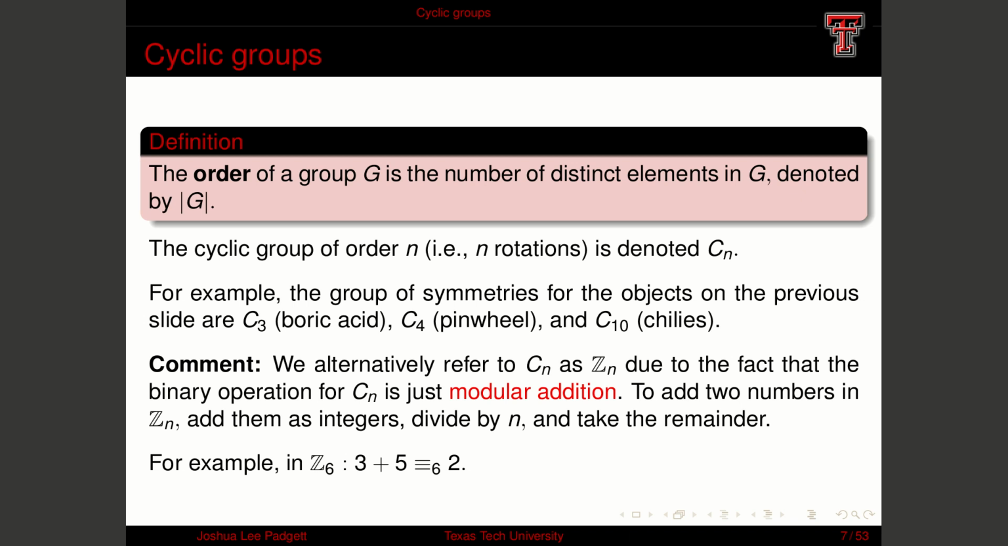Now alternatively, we often call Cn Z sub n. All right. And this is due to the fact that these rotations behave exactly the same way as modular addition did way back in chapter 1 last semester. So basically the idea is what you can think of as Z sub n is if you write down, for instance, let's pretend like it's Z sub 5.